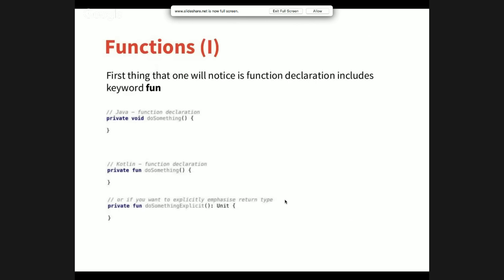So I will give some comparison between Java and Kotlin. I don't know if you can see this clearly. These are obviously screenshots, so it's a little bit blurry. So functions, declaration, it's a bit different in Kotlin. We have the keyword fun, and you don't have to explicitly emphasize the return type, but you can if you want.